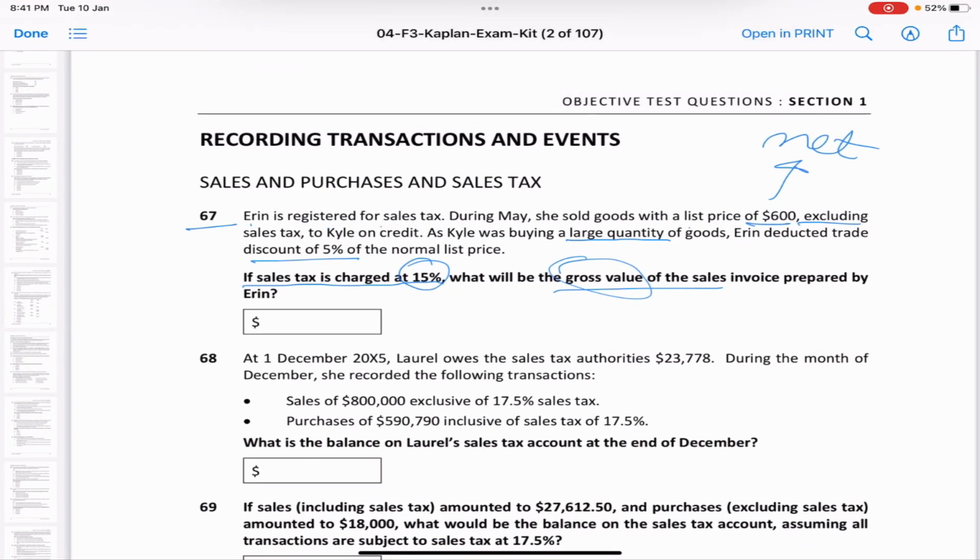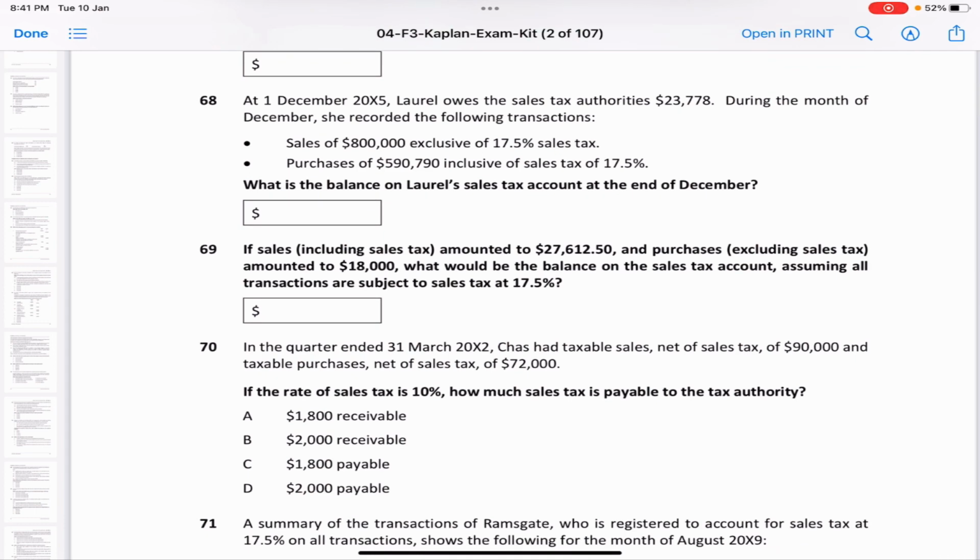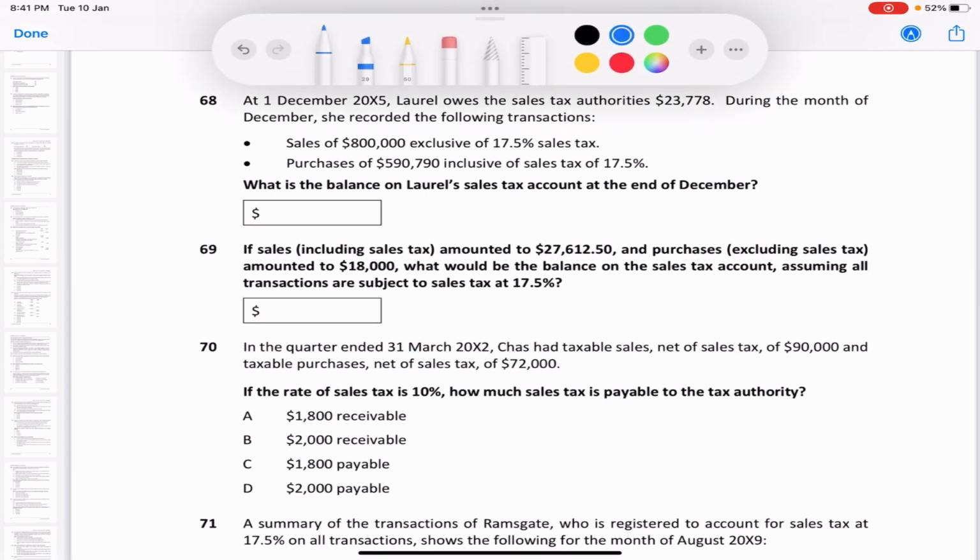I'm going to do it quickly, guys. Okay, 68. At 1st December 2005, Laurel owes sales tax authorities 23,778. So this much money Laurel has to anyway pay to the sales tax authorities. During the month of December, she recorded the following transactions: 800,000 sales, exclusive of 7. On sales, what do we have? Output tax, right? And exclusive means it's the net value. Purchases is always the input tax, and inclusive is always the gross value.